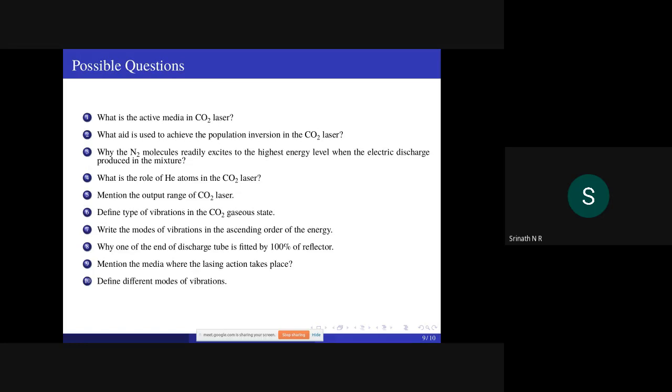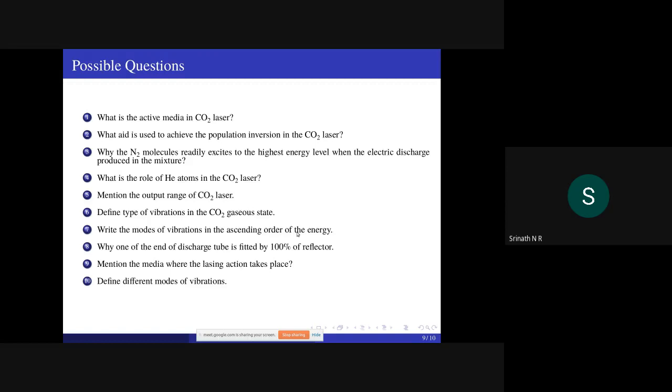Some possible questions. What is the active media in the carbon dioxide laser? In the carbon dioxide laser, carbon dioxide, nitrogen, and helium form the active media. What aid is used to achieve population inversion in the carbon dioxide laser? Here, the electric discharge is used in the carbon dioxide laser to achieve population inversion.